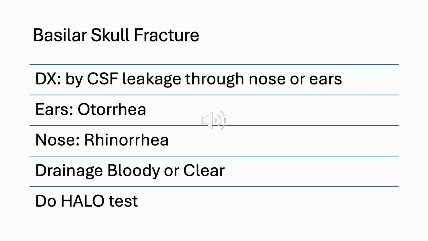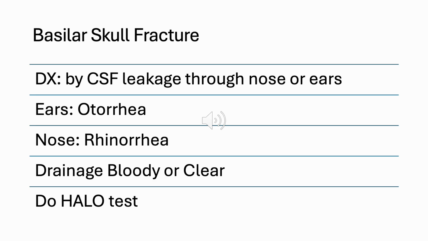All patients that have a TBI, they come to the ED, they're going to get a non-contrast brain CAT scan. The reason they don't use contrast is because contrast shows up as white on the CAT scan result, and so does blood. So they do non-contrast to look for a hemorrhage first. But anyways, back to basilar skull fracture.